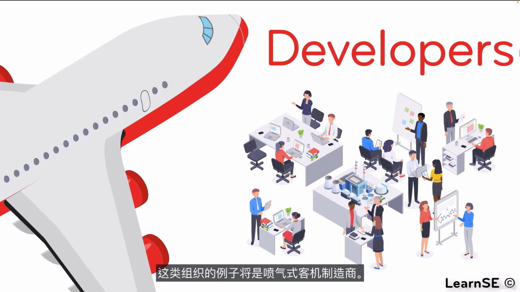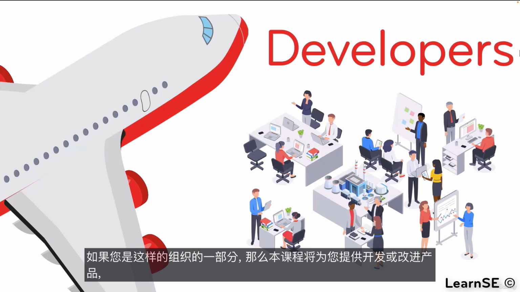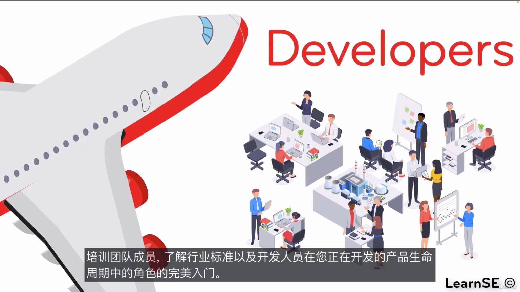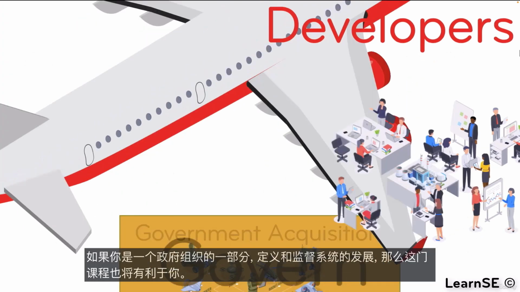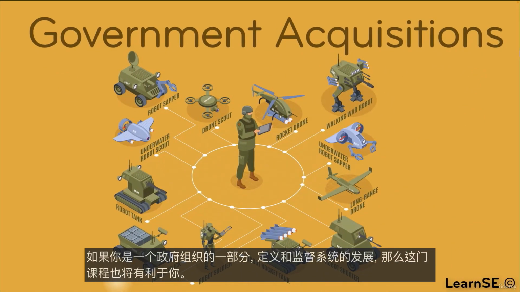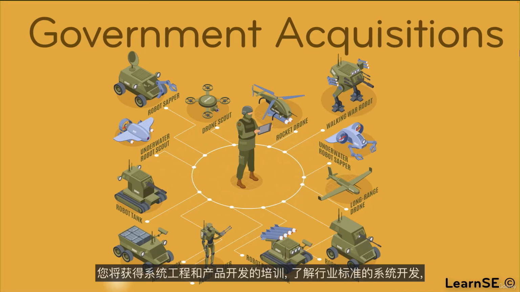Examples of these kind of organizations would be jetliner manufacturers. If you are part of an organization like this, then this course would provide you a perfect primer for developing or improving your products, training team members, understanding industry standards, and what the developer's role is in the life cycle of the products that you're developing. If you're a part of a government organization that defines and oversees system development, then this course would also benefit you. You would gain the training for systems engineering and product development, understand system development from industry standards, and understand the role government agencies play in the life cycle of products that they want to develop.